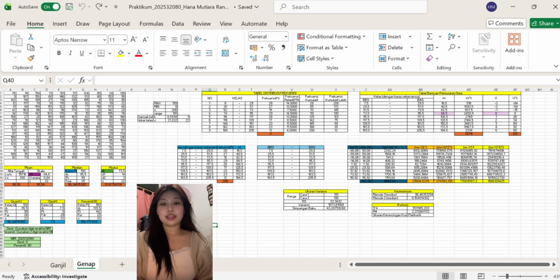Our primary dataset consists of 200 observation points. First, we identify the fundamental parameters. The maximum value in this dataset is 199 and the minimum value is 8. By subtracting the minimum from the maximum, we get a total range of 191.